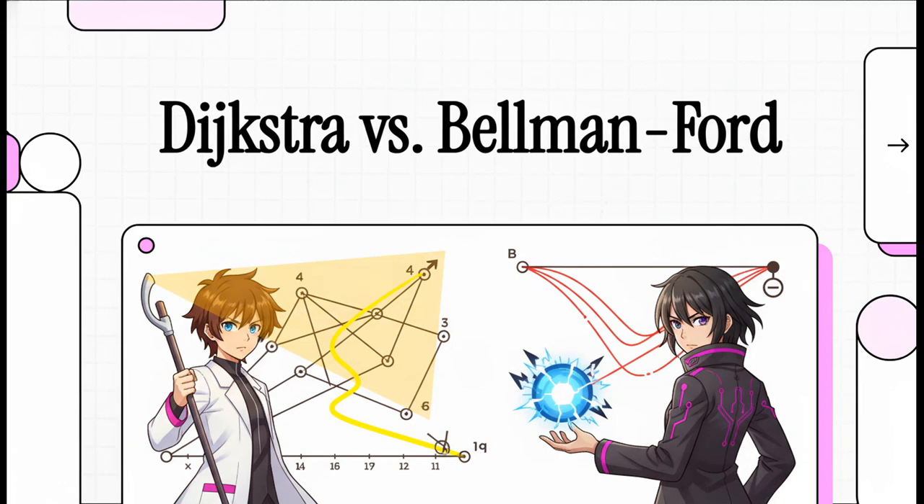All right, let's get into a classic showdown in the world of computer science. In one corner, you have the fast, optimistic strategist, Dijkstra's algorithm. And in the other, the cautious, super thorough Bellman-Ford. Today, we're putting these two legendary pathfinding algorithms head to head to see which one really comes out on top in the world of networks.